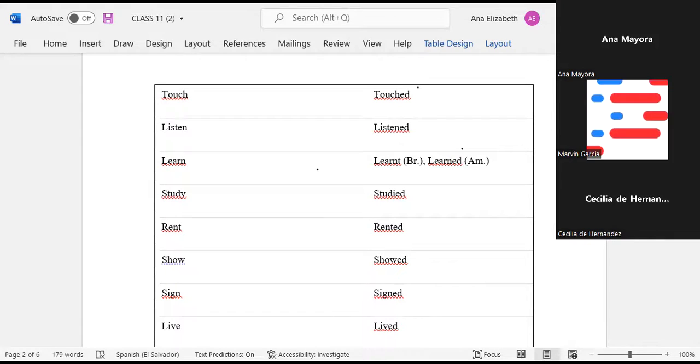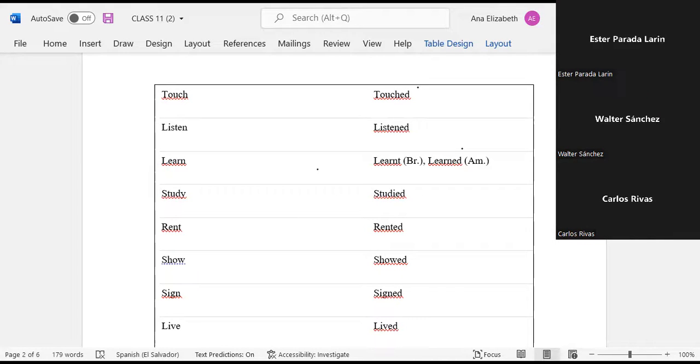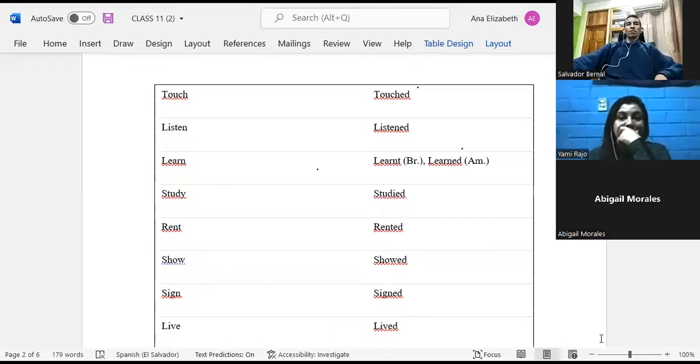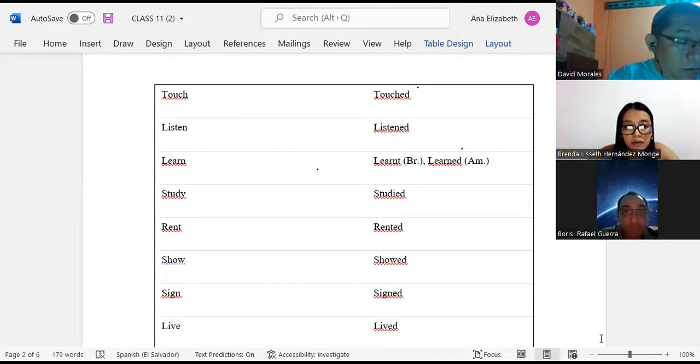What about Anita Mayora, Dina, Walter Esther, Claudita Garay, and company? Participen también.